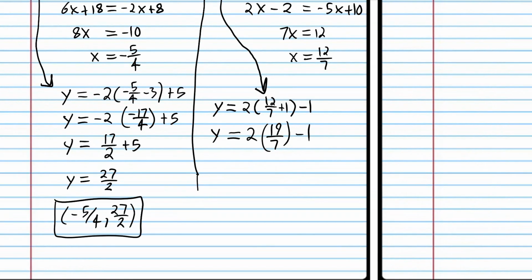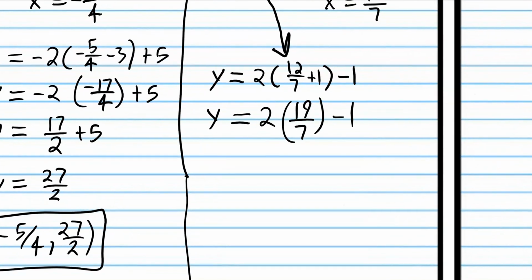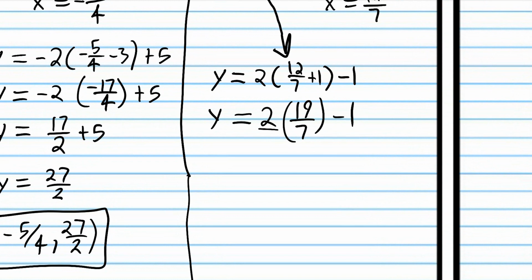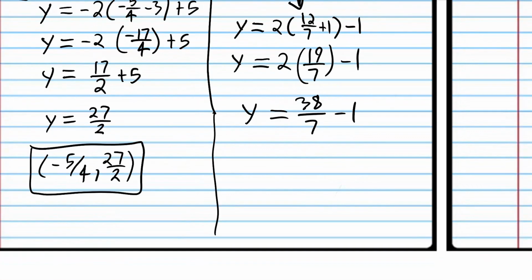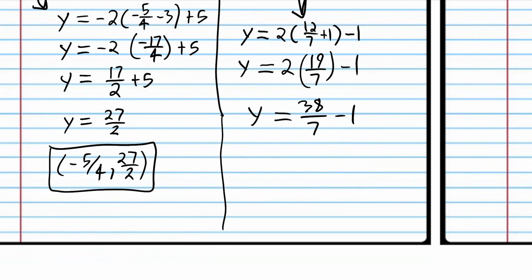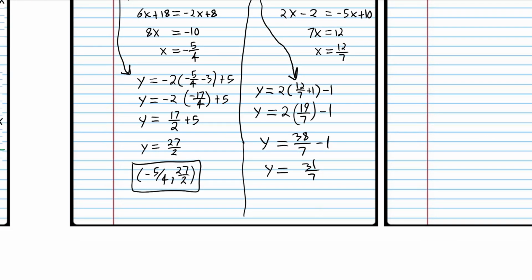Now we have to multiply. That's just 2 over 1, so multiply straight across. 2 times 19, 1 times 7. 2 times 19 is 38. 1 times 7 is 7. This 1 just becomes 7 over 7 again. 38 over 7 minus 7 over 7 is 31 over 7. So writing the answer as an ordered pair, we have 12 over 7 and 31 over 7.